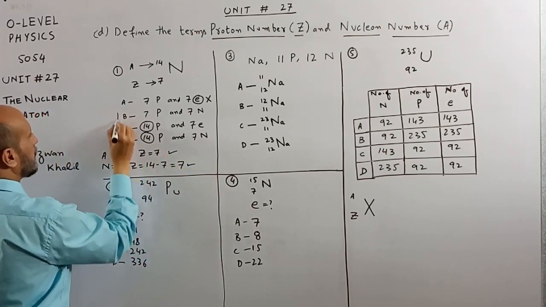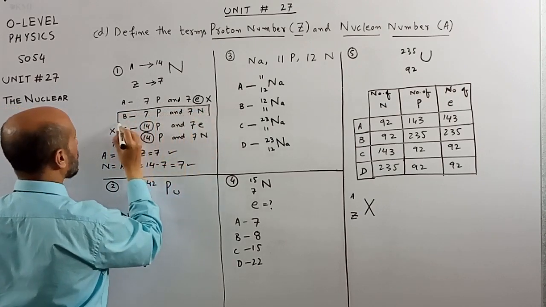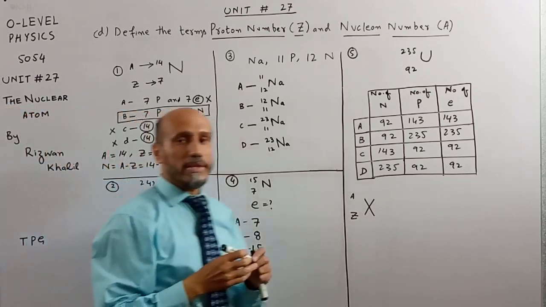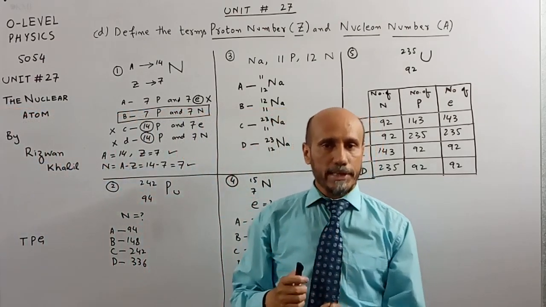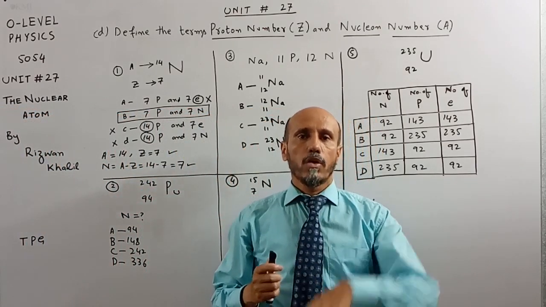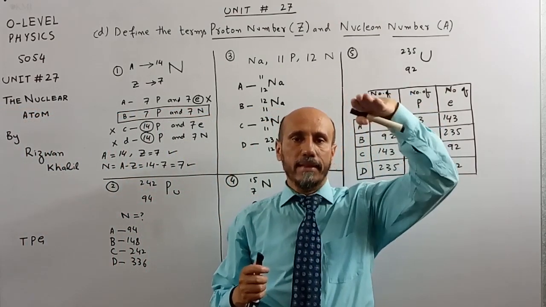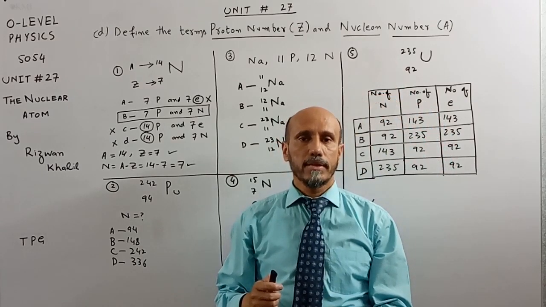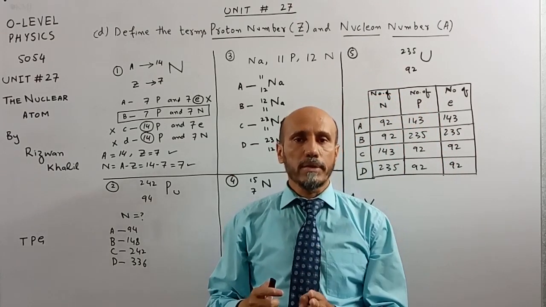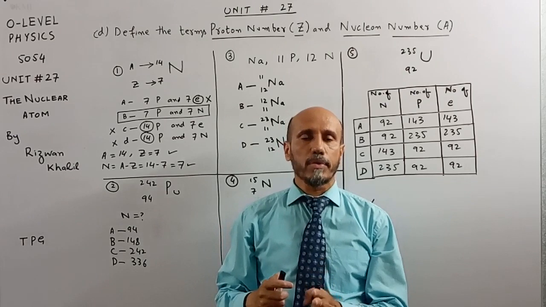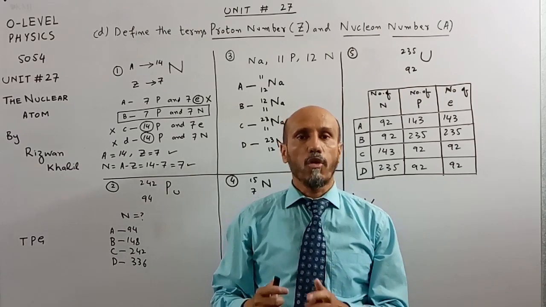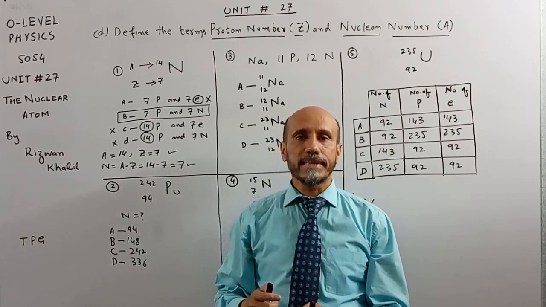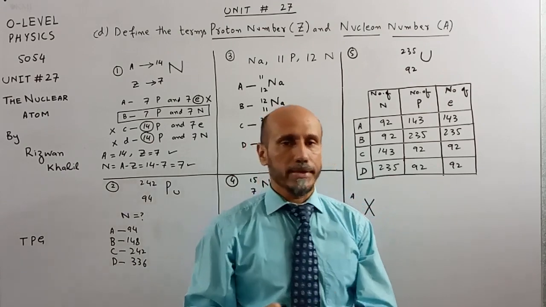So which option is the correct option? Option B. We will solve these types of questions by considering the nuclide notation X. On the top left side is written A, and on the bottom left side is written Z. A stands for nucleon number, that is the sum of protons and neutrons in the nucleus, while capital Z represents the number of protons in the nucleus.